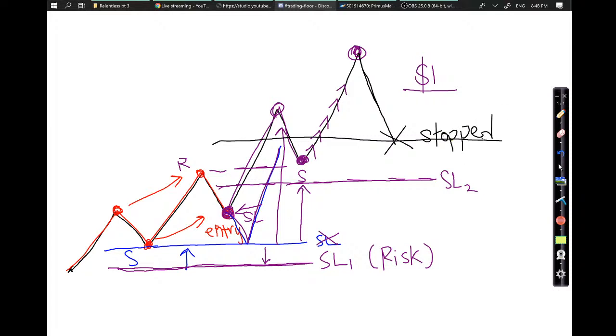I repeat, I never close my trades out. I let my stop loss do the work for me. Let's say this was SL3. Keep that in mind.